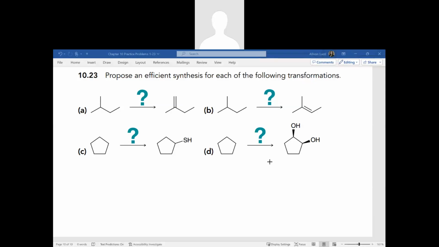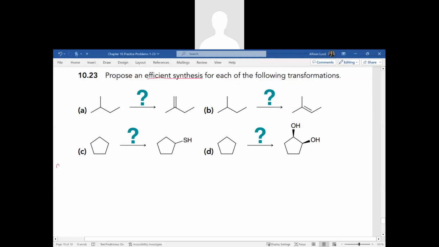In problem 23 from chapter 10, we are asked to propose an efficient synthesis. Efficient means that if there are multiple pathways we could take to create these compounds, we want to choose the fastest, the one with the least amount of steps. So that's what we will do for these transformations, these changes in functionality of these compounds.